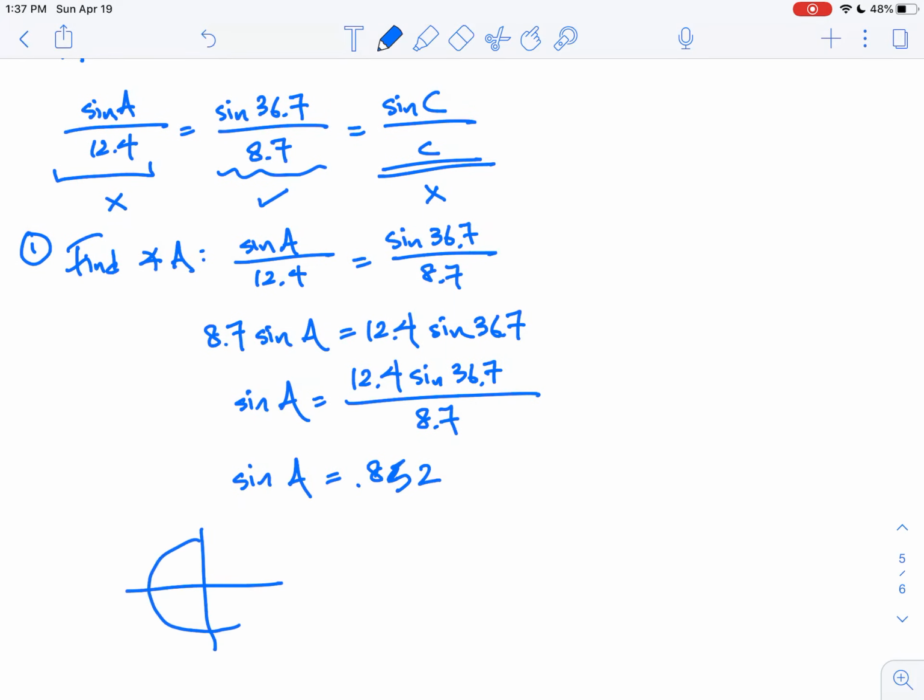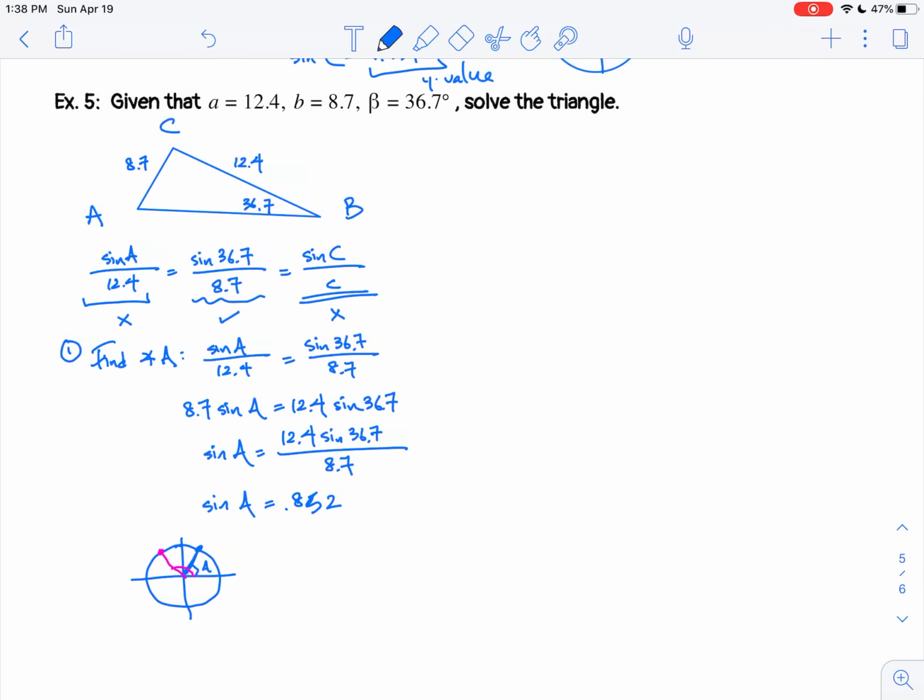What does this mean? This means that I could have this angle, which has a y value of 0.852, or I could have another one, this bigger obtuse angle that also has a y value of 0.852. Okay? So I look at this and I'm like, okay, example 5 is going to be like example 3. I might get 2 triangles, and I kind of have to see. So let's do our case 1 first, and then we'll do our case 2.